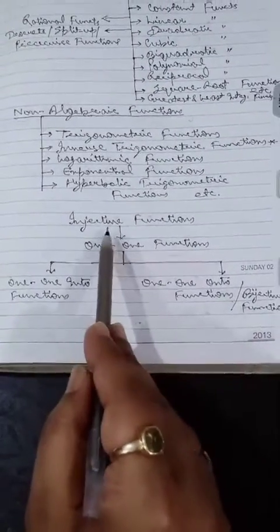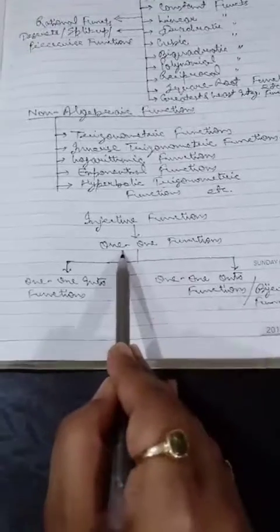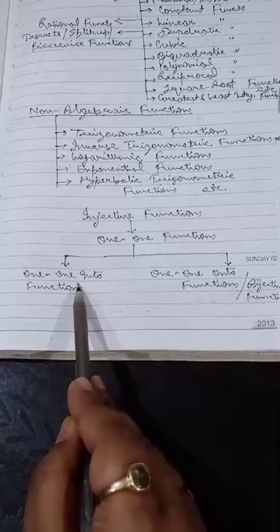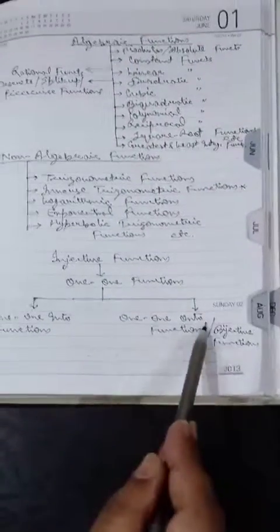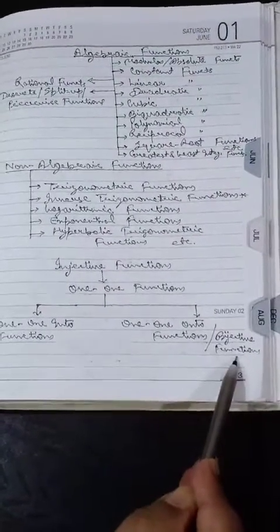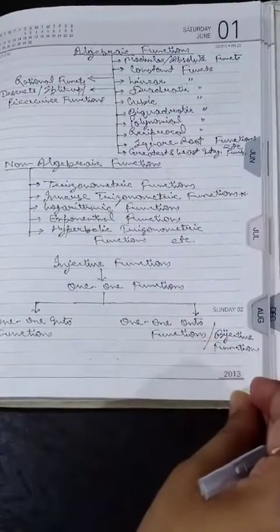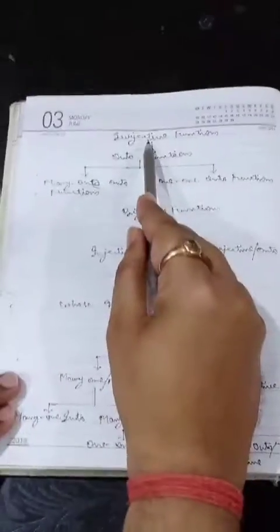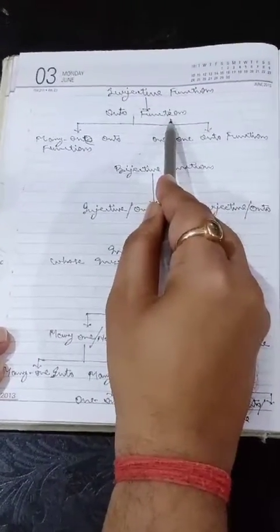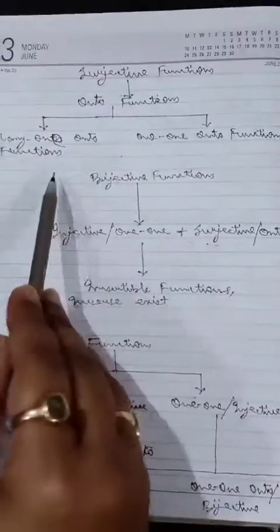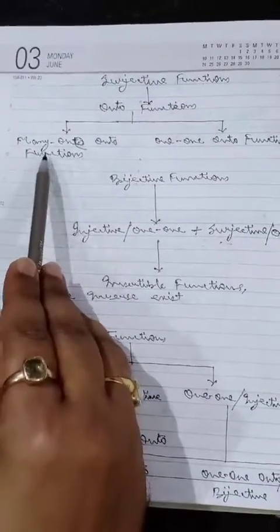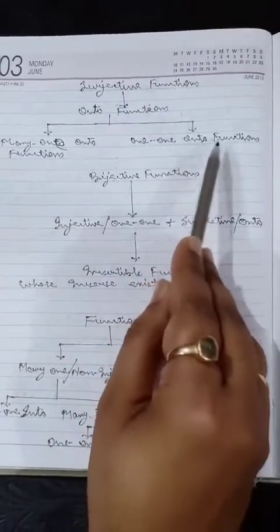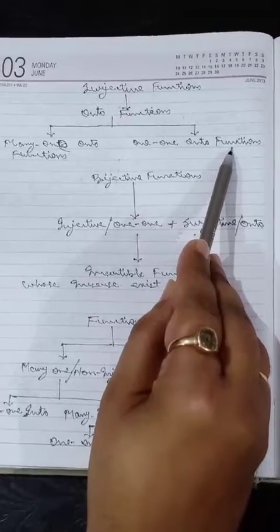Now, again, injective functions, which are also known as one-one functions, are divided into two parts. One is one-one into function. Secondly, one-one onto functions, which are also known as bijective functions. Again, surjective functions, which are also known as onto functions, are divided into two parts. One is many-one onto functions. Secondly, one-one onto functions, which are also known as bijective functions.